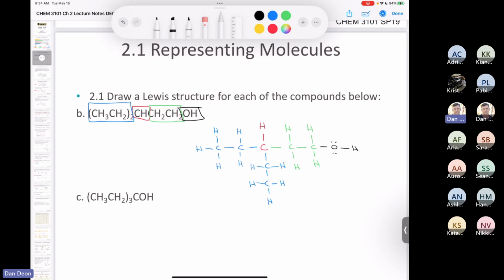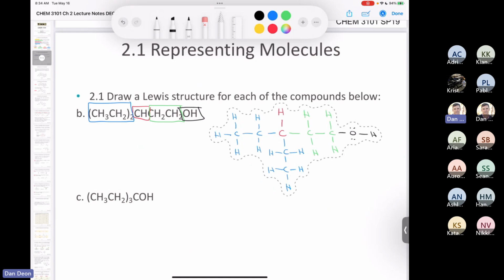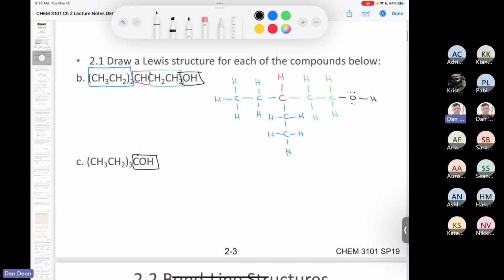Again, you've got to be able to go back and forth between condensed structures and Lewis structures and bond line structures, all that good stuff. Well, let's try the next one. Where I'm going to start is with this carbon here, and it's got an oxygen and a hydrogen attached to it. So I'm going to put carbon, oxygen, hydrogen, like this.